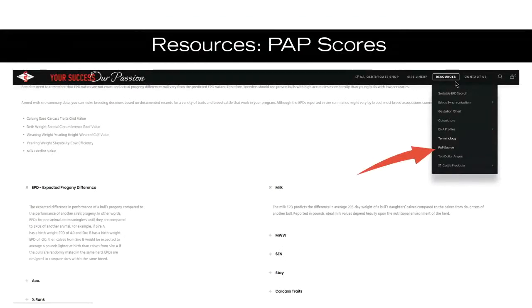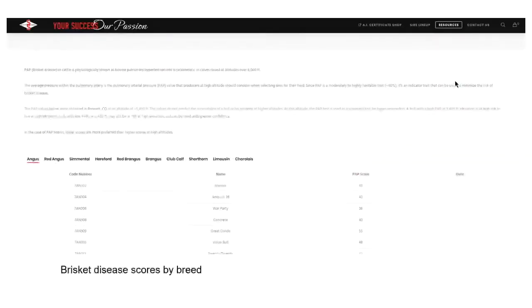As well, under the Resources tab, there are PAP scores. So this gives you the brisket disease scores by breed. For those of you that are not aware, the PAP score is cattle at high elevations can't produce oxygen and die, basically, is what happens. So it's called the brisket disease. And I believe the higher the score, Richard, the more problematic, correct? Correct. The way I understand it. And the tab here allows you to view by breed, and then the bull code number.